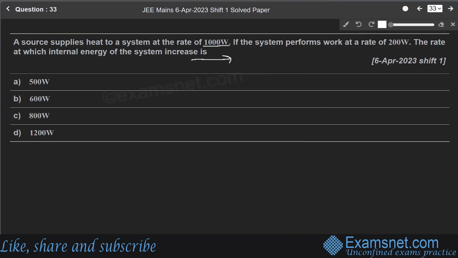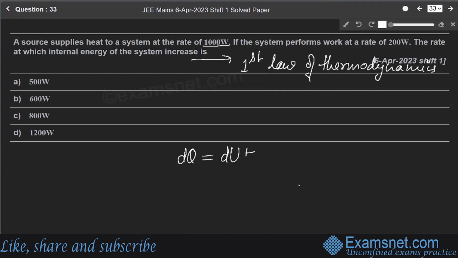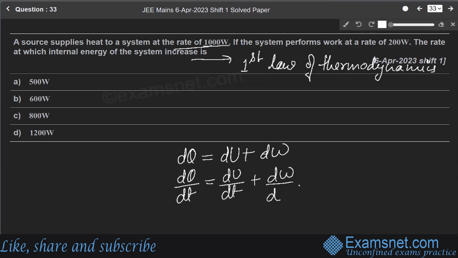So students, this question is directly from the first law of thermodynamics, that is dQ is equal to dU plus dW. Since we are given the rate, dividing this equation by dt, dQ by dt equals dU by dt plus dW over dt.